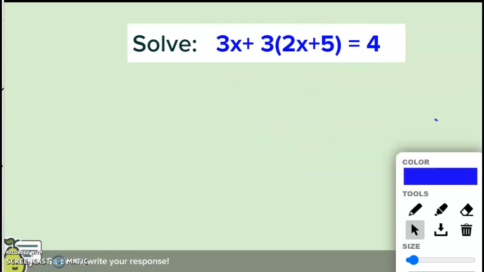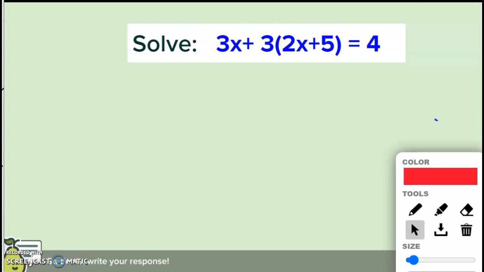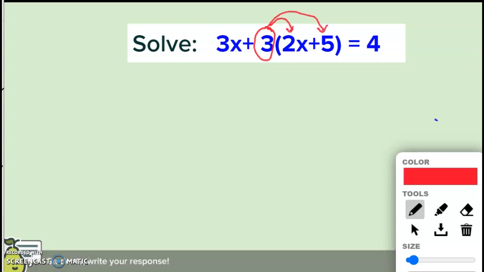This is the original problem that I posed. Okay, so how do I solve this? Well, we know how to. First thing is I need to try to get rid of this parenthesis, but I can't simplify inside. So the only thing I can do is multiply this positive 3 to each of the parts inside the parenthesis. So that becomes 3 times 2x is 6x. 3 times 5 is plus 15, is equal to 4.